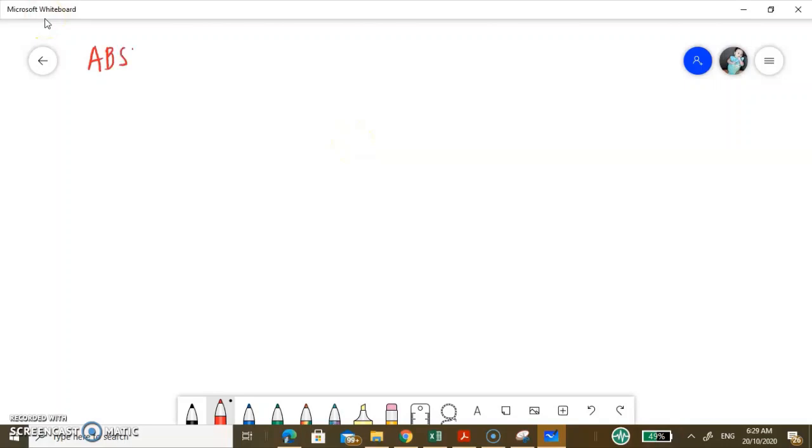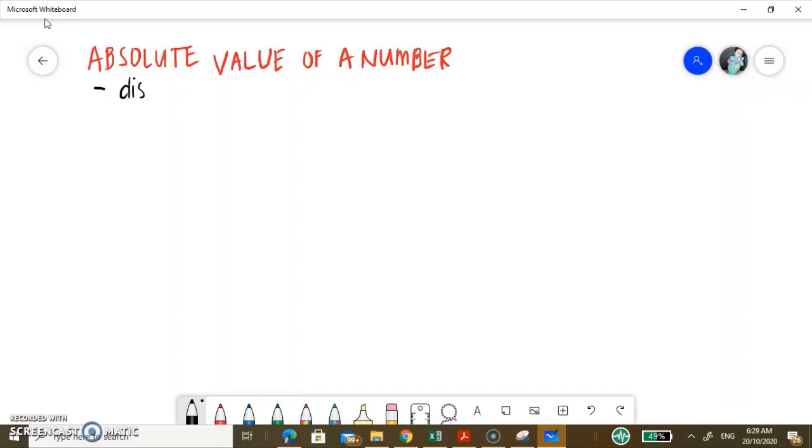So you have the absolute value of a number. Okay, so let's recall what an absolute value is. You already know from our lesson yesterday that this is simply the distance of a number from 0, right? So when we say distance, that would always be positive.